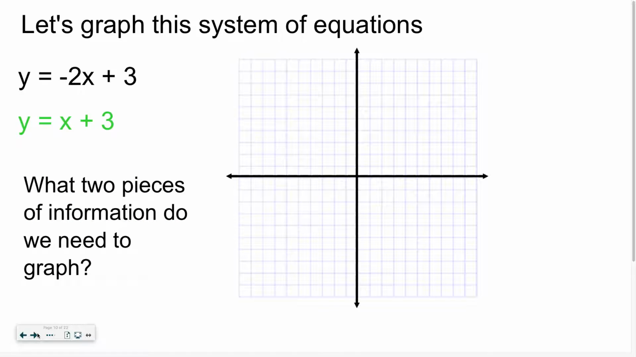Okay, so now let's take a look at this one. We have y equals negative 2x plus 3 and y equals x plus 3. Someone help me out. How do I graph that first one? Since the y-intercept is 3, your starting point is 0, 3. And because the slope is negative 2, where are we going?